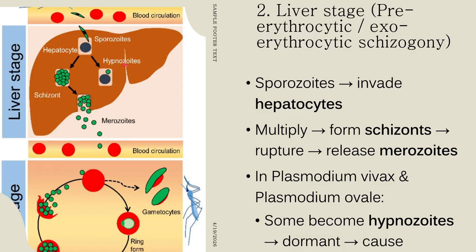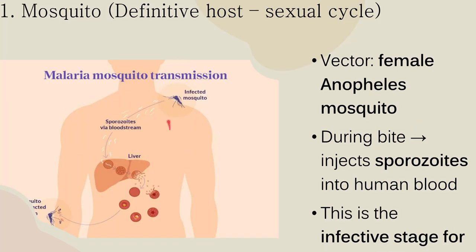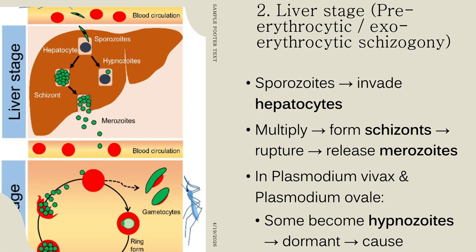So here we are going to discuss the liver stage, the second stage of the malaria life cycle. This is the pre-erythrocytic stage or the exoerythrocytic schizogony. So sporocytes invade the hepatocytes. As I said earlier, the infected mosquito releases sporocytes into the bloodstream. In the hepatic stage, these sporocytes enter the liver and invade the hepatocytes of the liver. Hepatocytes are the liver cells.